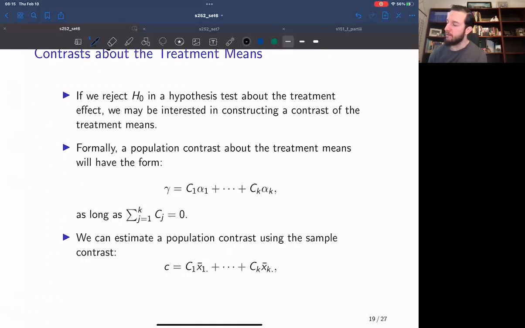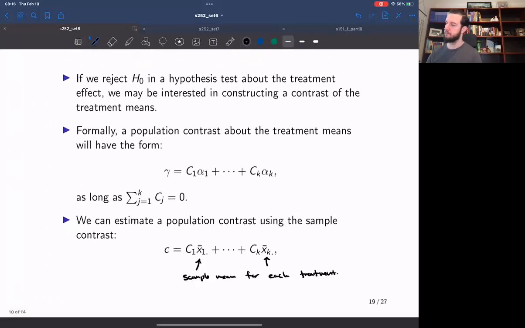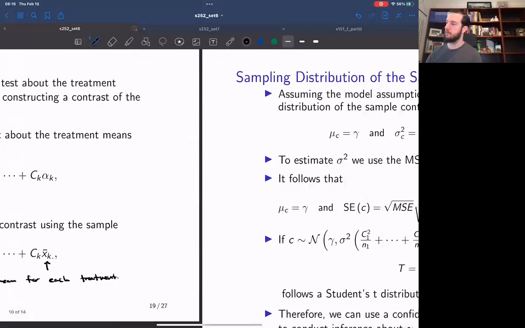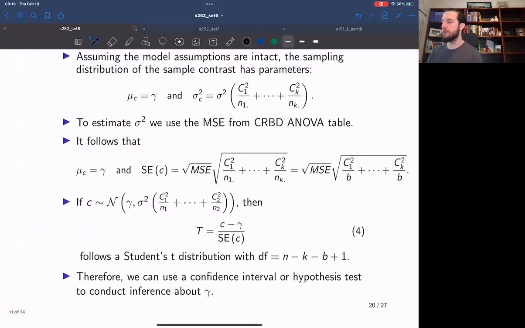And we can estimate this contrast using little c the same way we did before. And then here we're going to have the treatment means. Okay, so these are the sample mean for each treatment. Okay, so just a little bit of background.